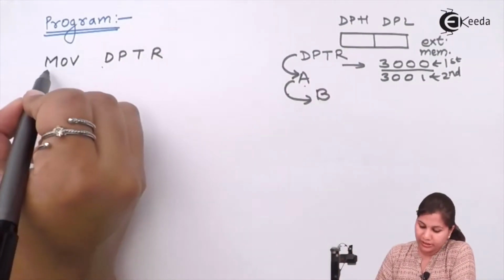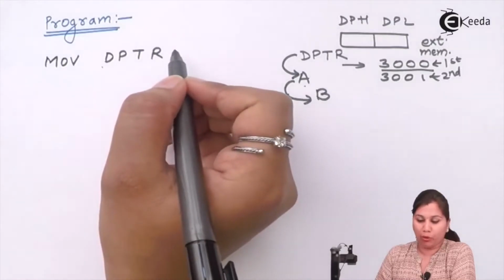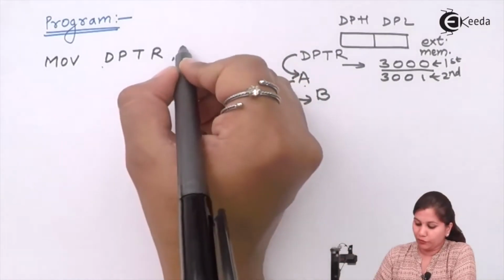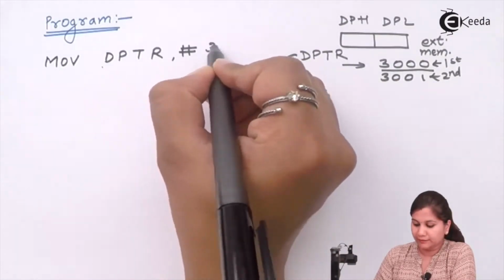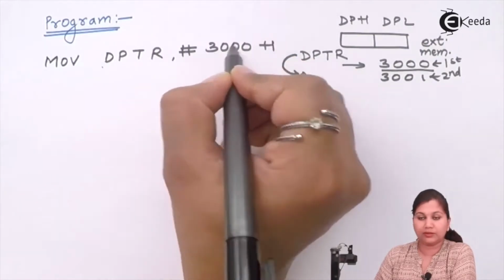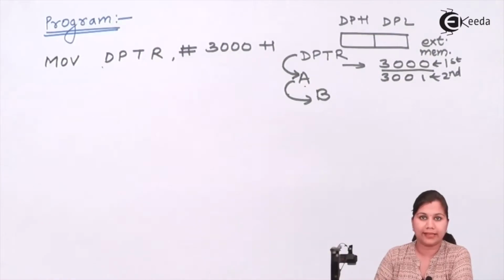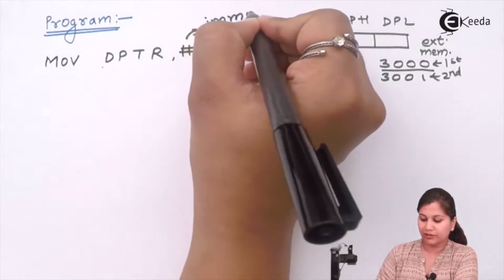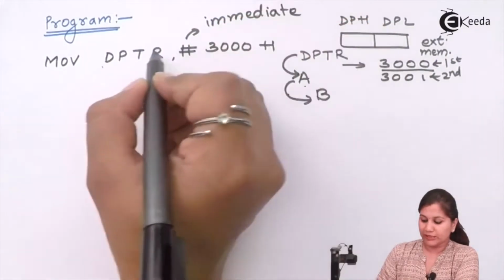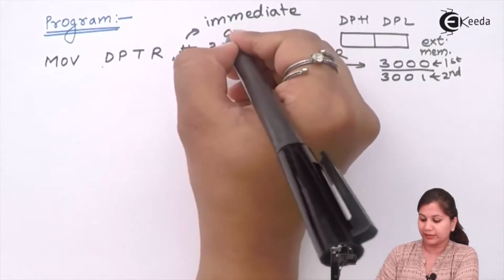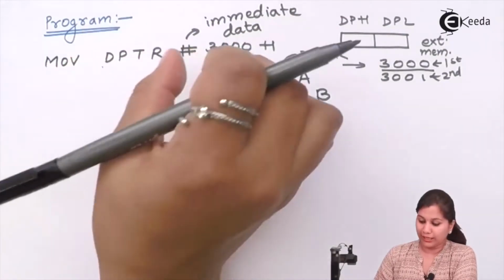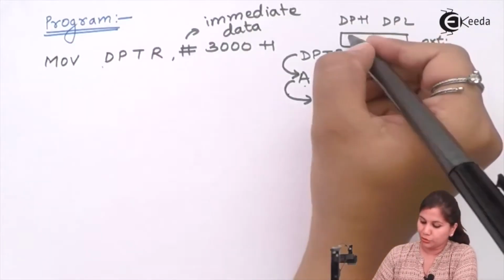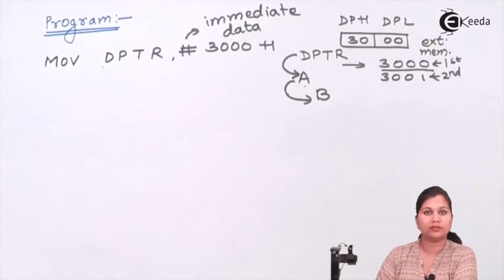Okay. So the first step is to have our memory pointer. We have to initialize this memory pointer with the memory address 3000. So we will use immediate addressing, 3000H. H means that it is in hexadecimal notation. This sign means that we are using immediate addressing. That means the data which is provided in the instruction is the immediate data. That data is to be directly shifted into the register which is given here. So in DPTR we will get 3000.